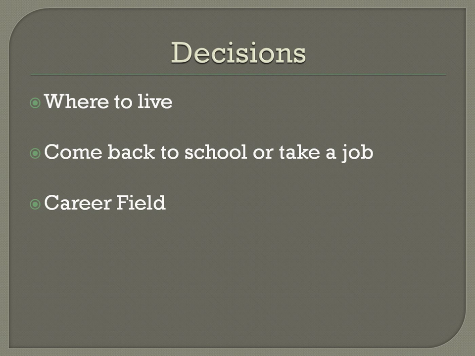Shown here is a list of 3 decisions that have to be made by the decision maker in the next 6 months. The decision maker is a senior in college and will graduate with a degree in finance. The 3 decisions that the decision maker has to make are whether to come back to school or take a job, where to live if they decide to take a job, and what field to pursue a career in.